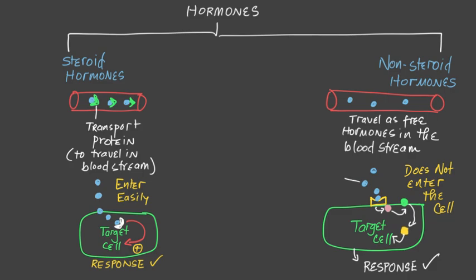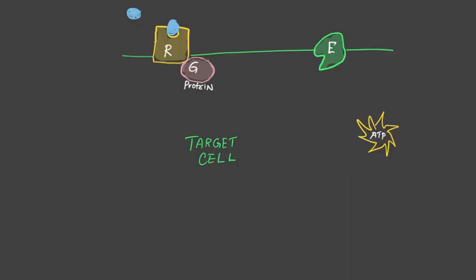This is quite complex, and therefore we call the hormone a primary messenger because it's bringing the primary message from the endocrine gland. But it does not directly act on the target cell's DNA. We need a secondary messenger to do that, and that secondary messenger is shown here in yellow. Let's take a look at how the non-steroid hormone impacts its target cell.